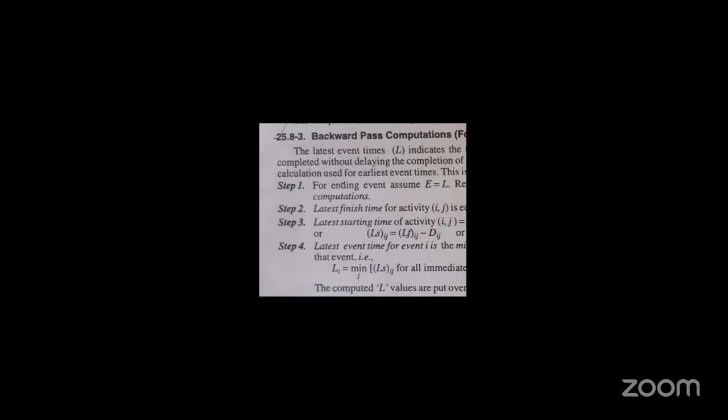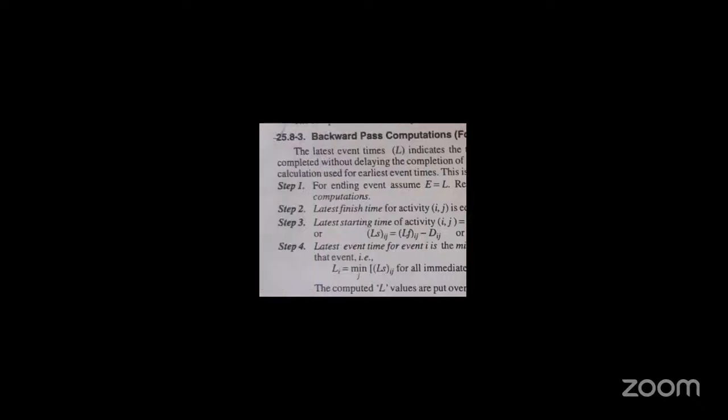Next, step 3: the latest starting time of activity Ij equals the latest completion time of Ij minus the activity time, so Lj minus Dij. The starting time is in reverse order. If you want to move from 1 to 2, how much time is there? Assume 2 minutes. Then we have to subtract the 2 from the activity finishing time. So Lj, the finishing time, minus the activity time duration, Dij.